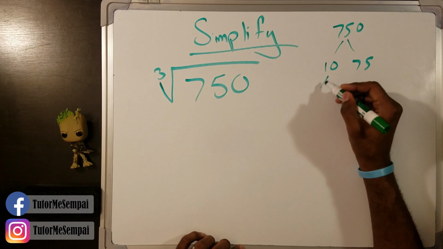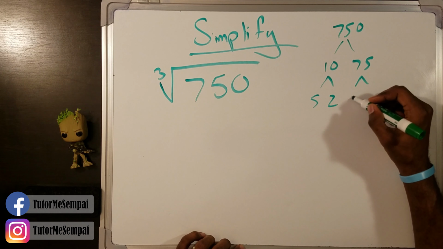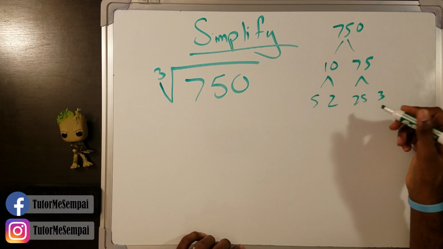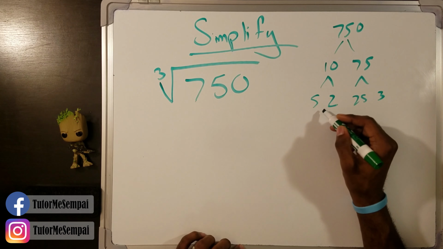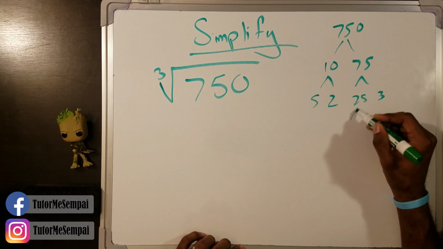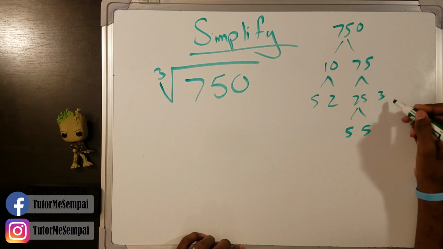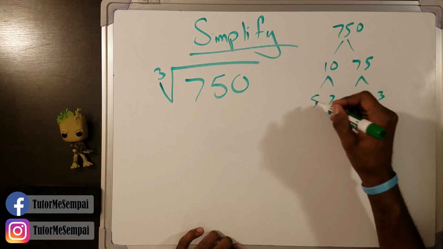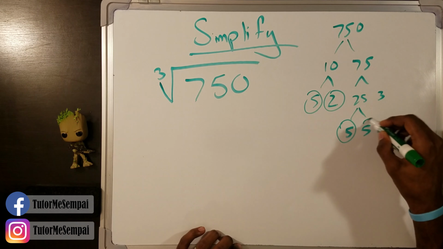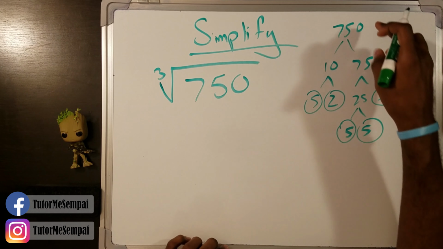Now we can break down this 10 into a 5 times 2 and the 75 into a 25 times 3, right? So those are going to be the factors there. Well, can you break down this 5 or this 2? No. Can you break down this 25 or this 3? Yes. You can break down 25. 25 can break down to 5 times 5. Can you break down the 3? No. So this is going to be our prime factorization: 5, 2, 5, 5, 3. These 5 factors are going to be the prime factorization of 750.